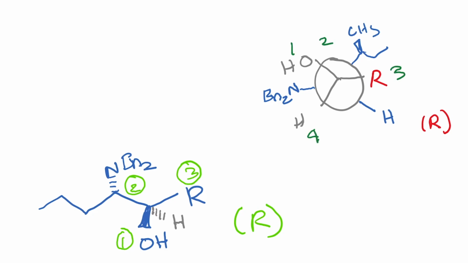Hydrogen is number 4. So if I look from here, the hydrogen is far away from me, and so it is actually 1, 2, 3. It is clockwise, so therefore it would be R. Okay, and now if I redraw this, which is the structure that has been given to us, the stereochemistry that has been assigned here is also R, and so therefore the model that we have proposed is actually working.